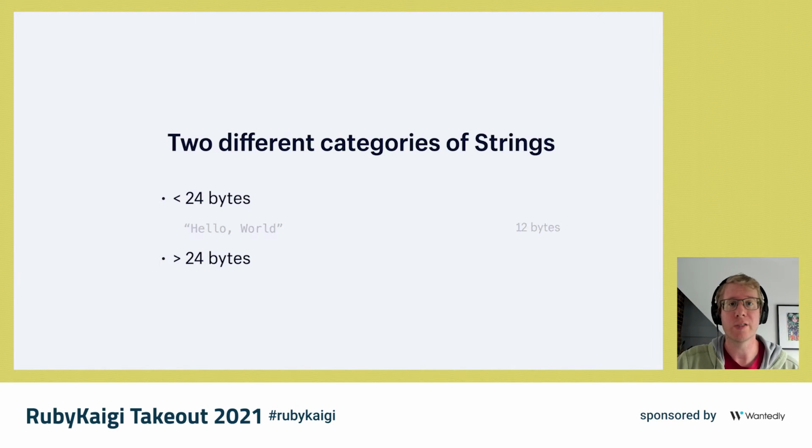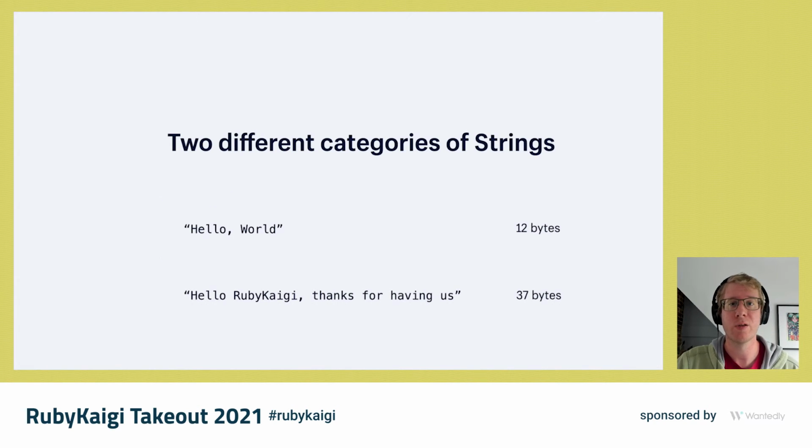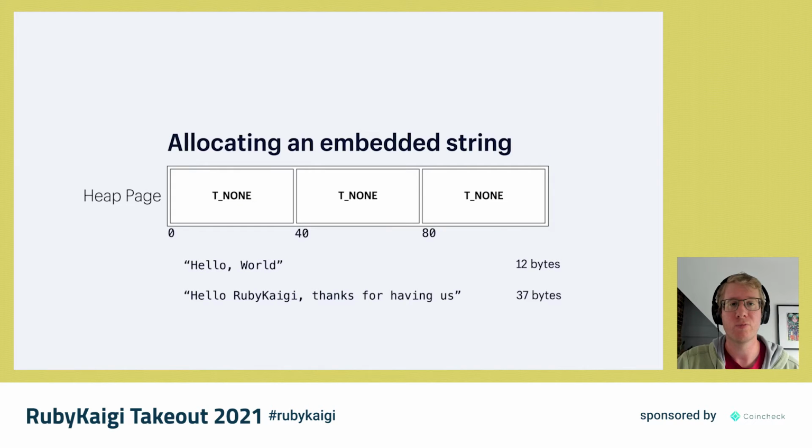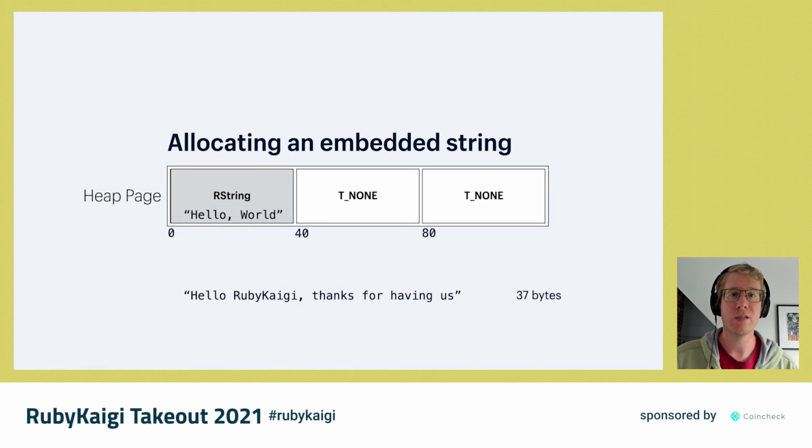We'll look at two strings, "hello world", which is 12 bytes, and "hello RubyKaigi, thanks for having us", which is 37 bytes. When we allocate the string, Ruby checks the requested string length against an internal constant called RSTRING_EMBED_LEN_MAX. And if the requested length is shorter than RSTRING_EMBED_LEN_MAX, which it is in this case, it just pushes the string data straight into the remainder of the slot after the flags.